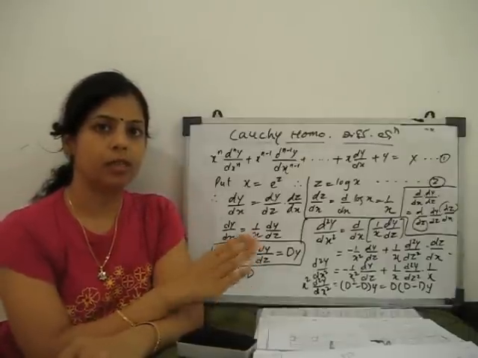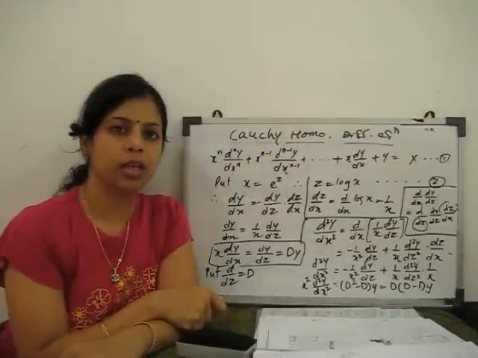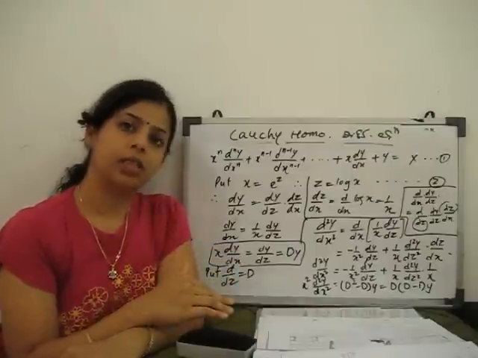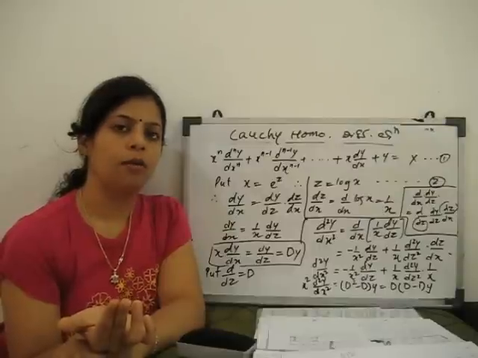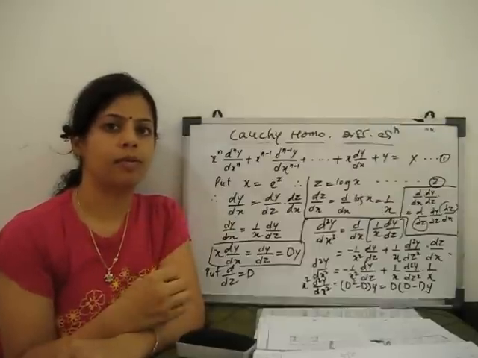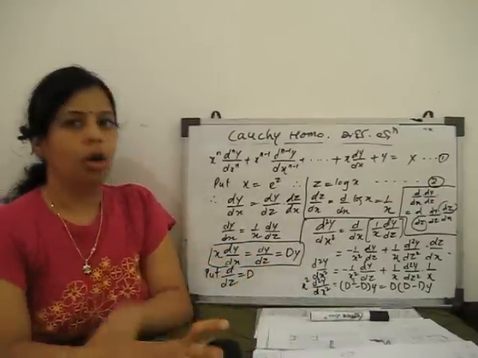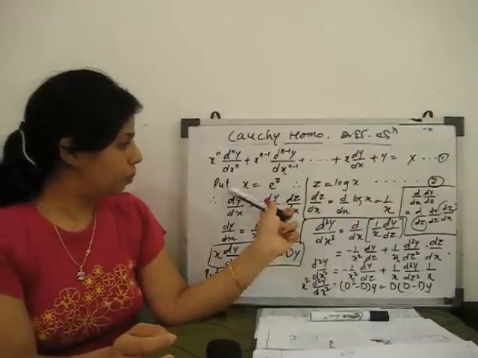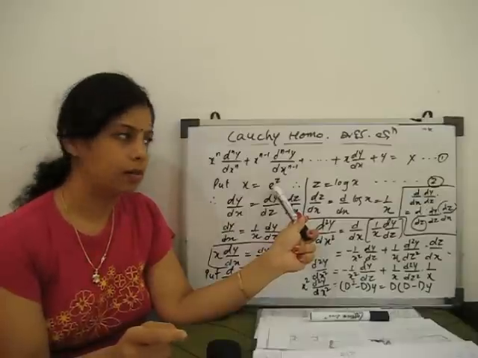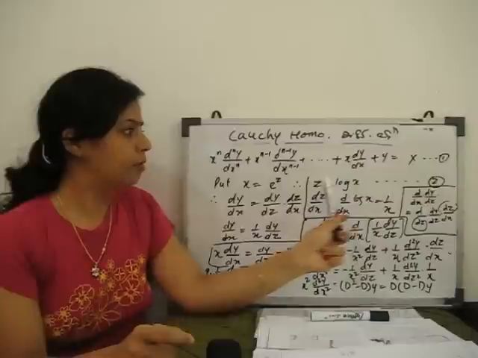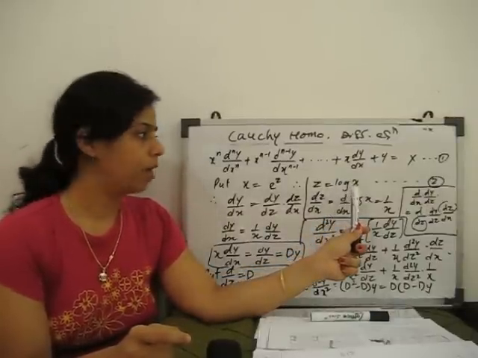So, in this case, what is the solution? First, we reduce this Cauchy's homogeneous differential equation to a linear differential equation with constant coefficients, and the further solution is the same: y is equal to CF plus PI, complementary function plus particular integral. We substitute x is equal to e to the power z. Therefore z is equal to log of x.